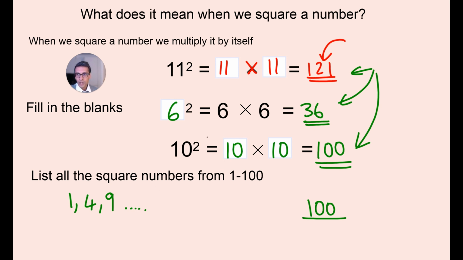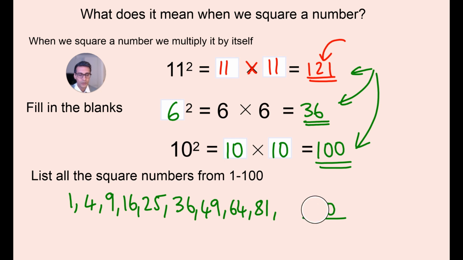Okay, so hopefully you've got your list. I'm going to fill in the blanks for you here. We can see we should have 4 times 4 is 16, 5 times 5 is 25, 6 times 6 is 36, 7 times 7 is 49, 8 times 8 is 64, 9 times 9 is 81, and 10 times 10 is 100. These are all our square numbers up to 100, so 1 squared up to 10 squared.